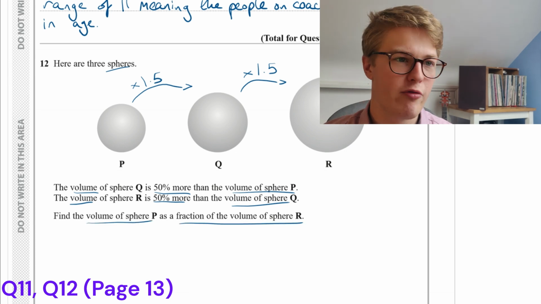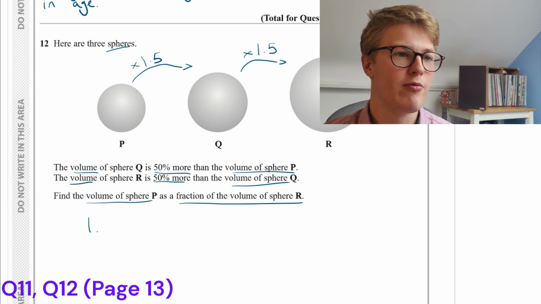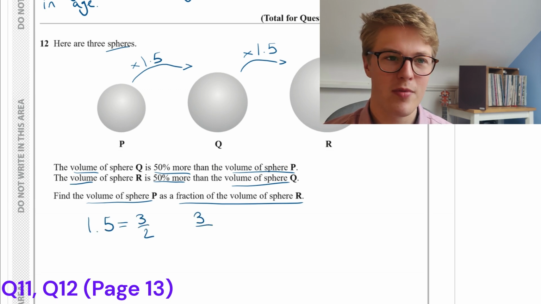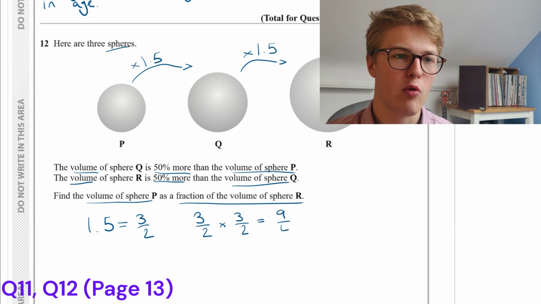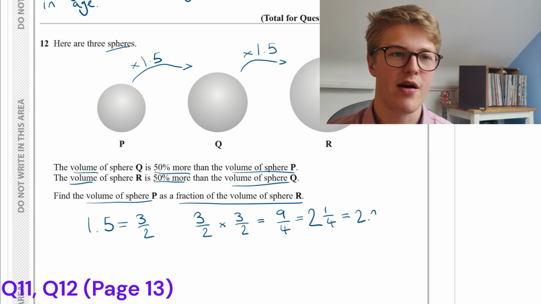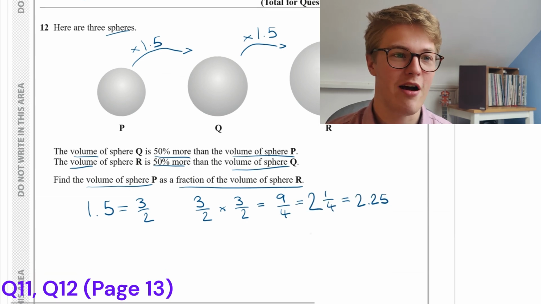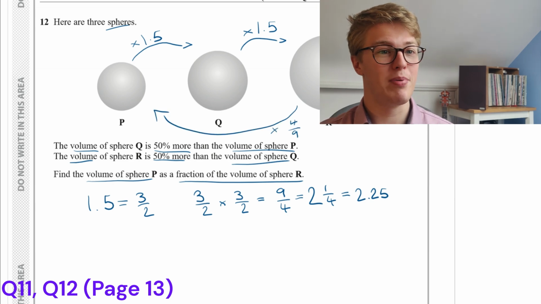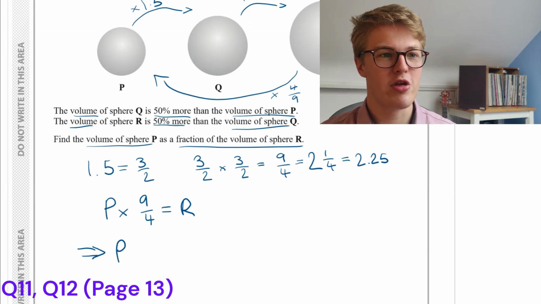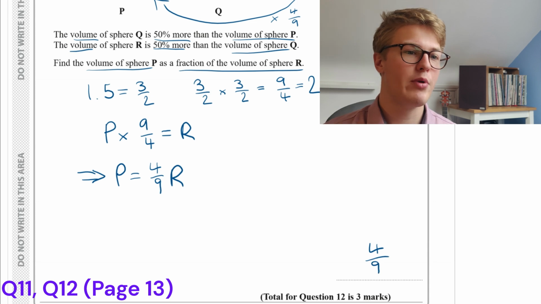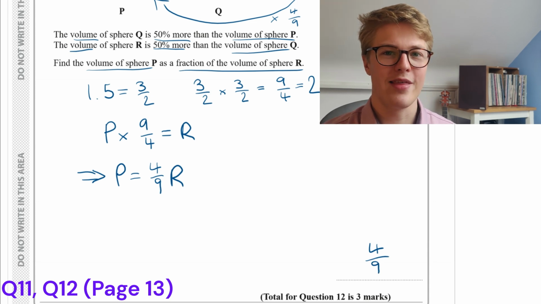So we've drawn out from P to Q and Q to R, as we can see, and we know that 1.5 is the same as 3 halves. 3 halves times 3 halves is 9 quarters, which leaves us with 2.25 as our scale factor to get from P to R. If we want to go from R to P though, we need to do the opposite, which is 4/9. So now that we know 4/9 is our scale factor, that is our answer.